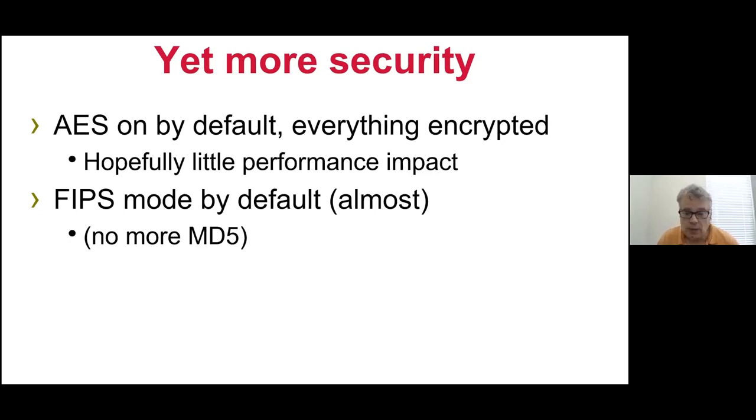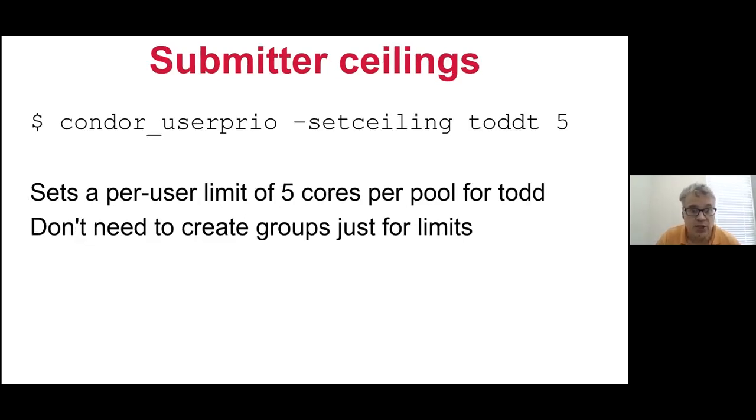In the scheduling department, we added ceilings. And a ceiling is an absolute limit on the amount of slots or cores that a particular user can have. In the past, we only had limits, which we called quotas, on groups. So this allows an admin to set an upper bound on the amount of resources that any one user can use across the pool without creating groups or accounting groups. That was a big ask that a lot of sites have been asking for.